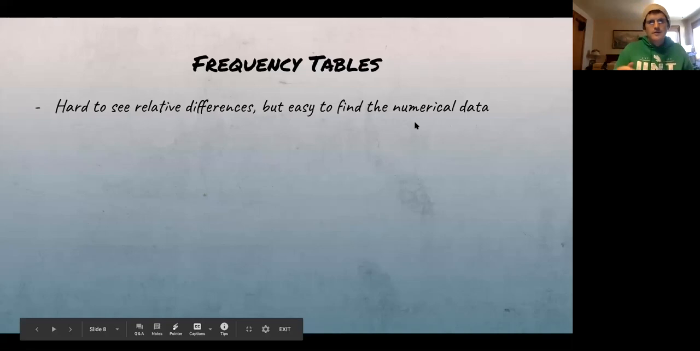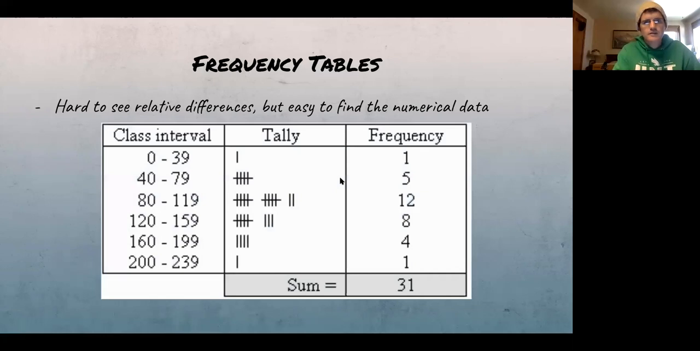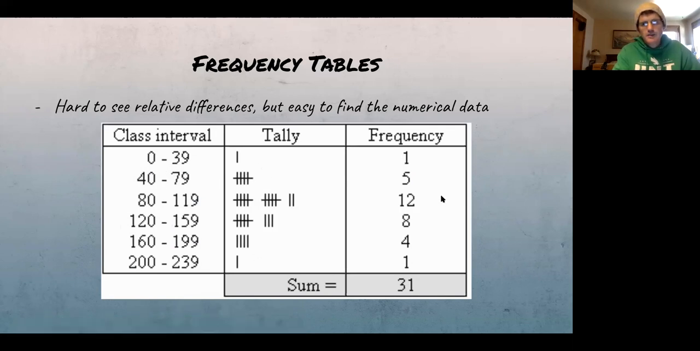Okay, so frequency tables. I'll just bring one up. It's hard to see relative differences, but easy to find the numerical data. And what I'm saying is, when you're talking about relative differences, like they give us this tally column, so that makes it a little better. But if you're talking about how many more are in this category versus this one, if you're talking about hundreds of data points and they just give you numbers, it's kind of hard to quickly come up with like, oh, this is about 1/6. This is about 1/4.